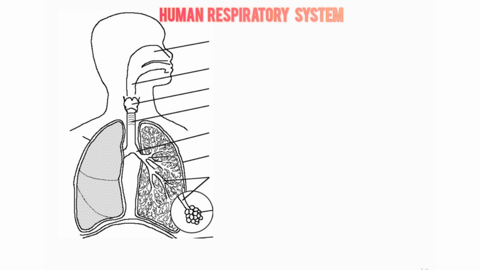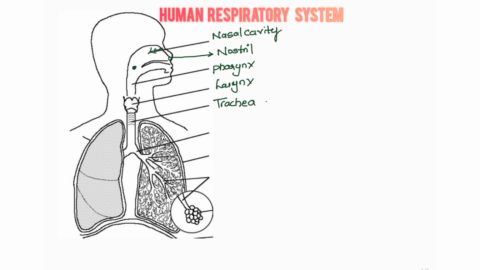As I said, the human respiratory system starts with the external opening known as the nostrils. The nostrils continue into a cavity which is known as the nasal cavity. Then the nasal cavity opens into a common passage for food and air, that is nothing but the pharynx. The pharynx opens into the sound box, which is nothing but the larynx. Next, the larynx opens into a long straight tube, which is known as the trachea, with C-shaped cartilaginous rings.